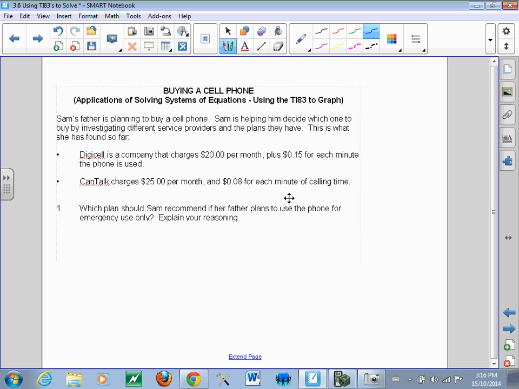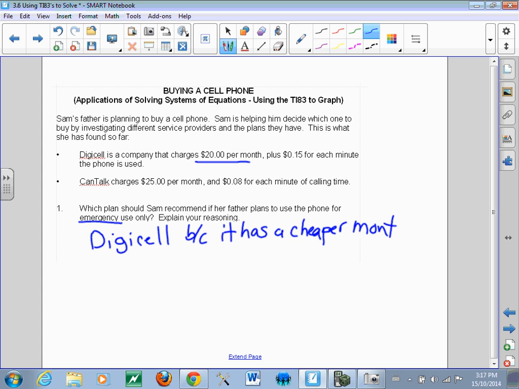So question 1, which plan should Sam recommend if her father wants to use the phone for emergency use only? So for emergency use only, you're not going to be charging up too many minutes. So taking a look, which one should you use, folks? And hopefully you're looking for the one that has the lower monthly plan. So I would say Digicel, because it has a cheaper monthly cost.